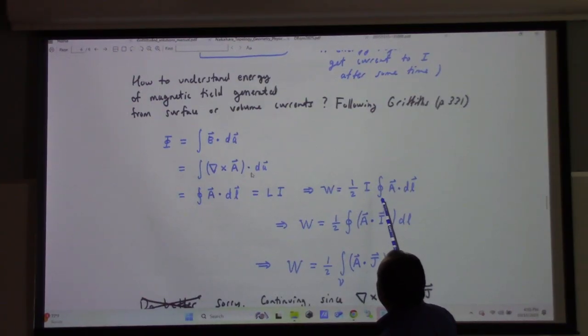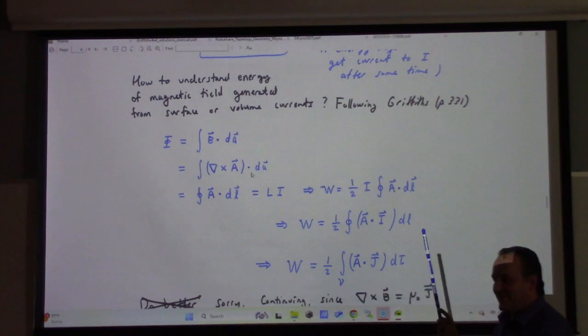It was 1/2 L I squared, right? So this is L I, that's I, this is collectively L I squared. There's nothing too deep going on here, okay?